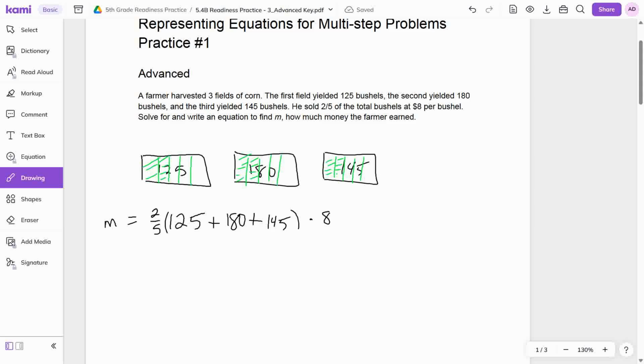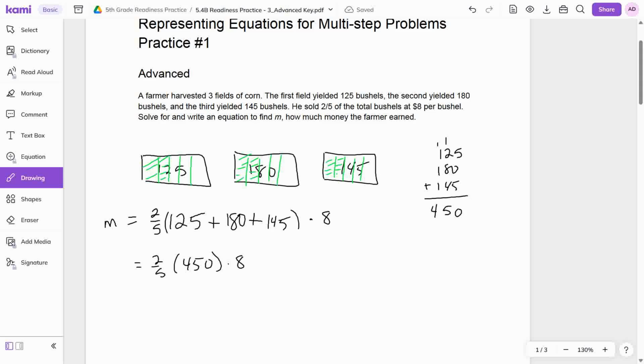Now, let's actually solve it. So let's do my 125, 180, 145. Okay, so that's going to be 10. That's 10, 11, 15. That's 450. So really what I have here is 2/5 times 450 times that $8 each.